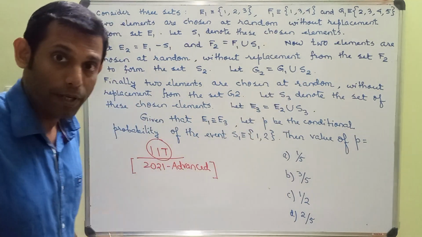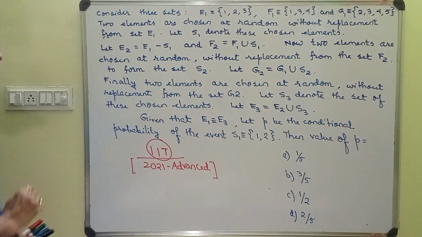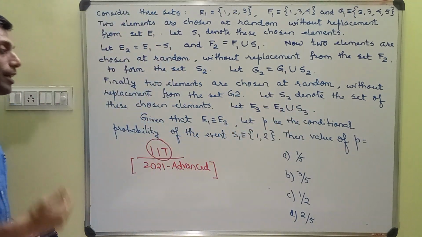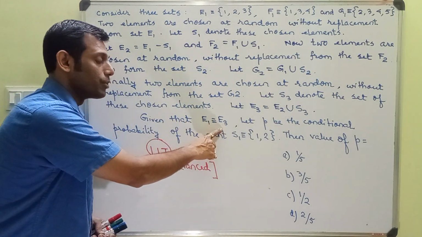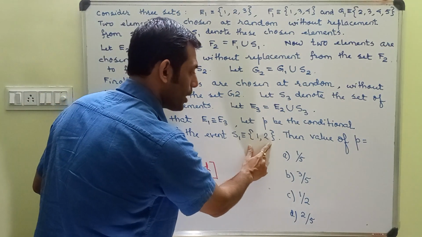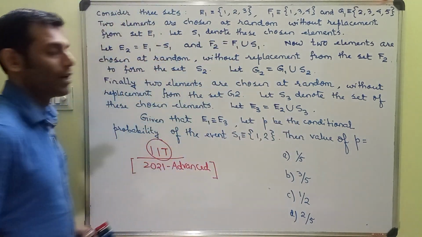It's a long and complicated question, remember. Finally, two elements are chosen at random without replacement from the set G2. Let S3 denote the set of these chosen elements and E3 is E2 union S3. Under the given condition that E1 equals E3, find the probability P that the event S1 is {1, 2}, and then find the value of P.